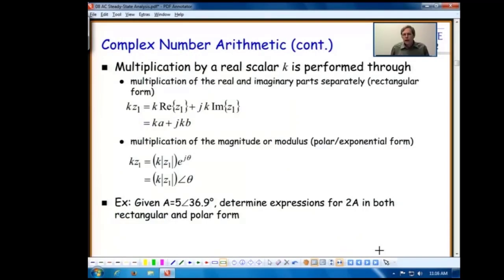Well, if we can add and subtract, we can certainly multiply and divide. Here's one quick explanation of how multiplication works. If we multiply a complex number by a scalar number k, you can multiply separately the real part and the imaginary part by k. So a plus jb times k equals k times a plus k times jb. If you do multiplication in the polar form of a complex number, it only affects the magnitude. So it's k times the magnitude at the same angle.